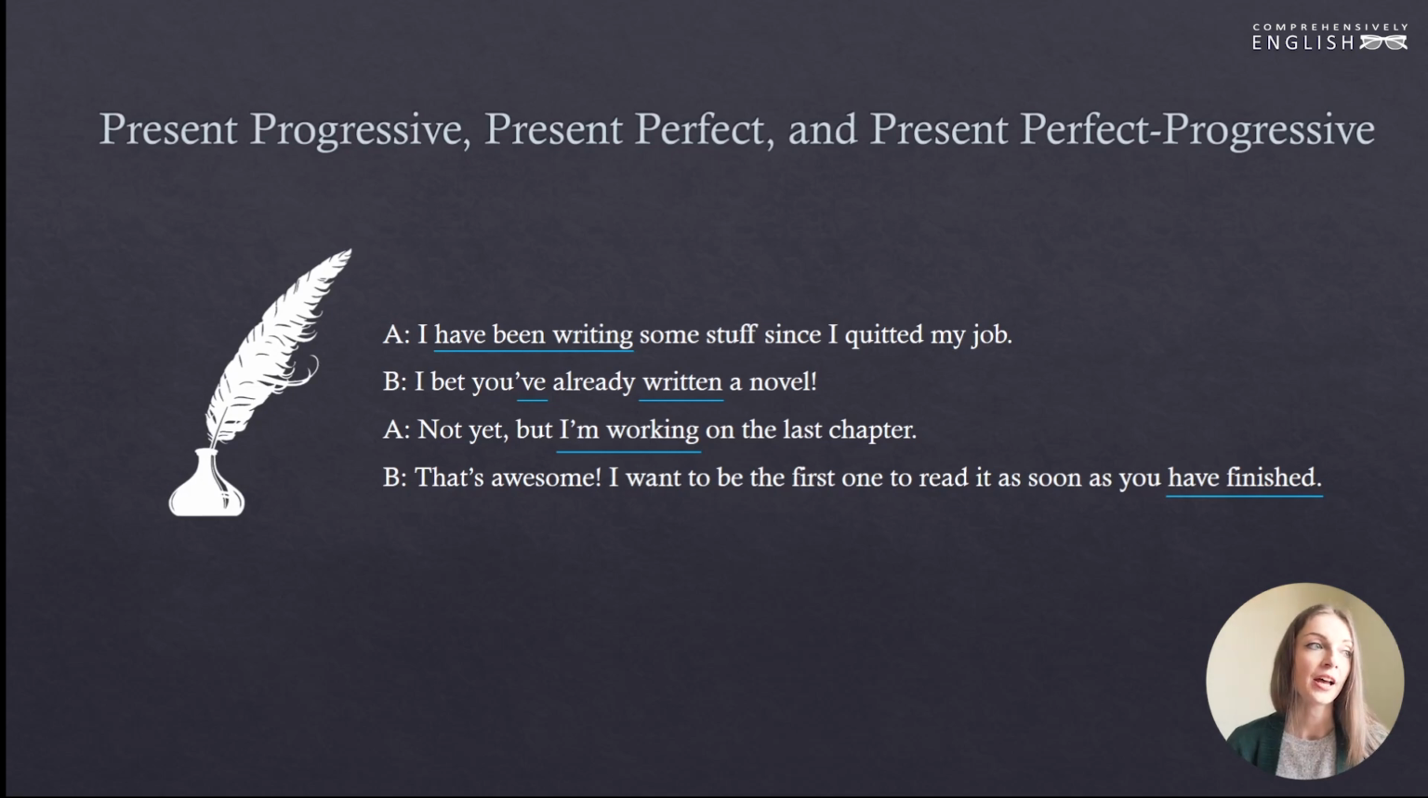In the first sentence, I have been writing some stuff since I quitted my job. The person speaks about a period of time which preceded now and is still going on. I bet you've already written a novel, says another person. I bet you have already written. So he or she thinks that there is a result, that the book is already written. Not yet, but I'm working on the last chapter. The present progressive tense tells us that the action is ongoing now. That's all that it says.